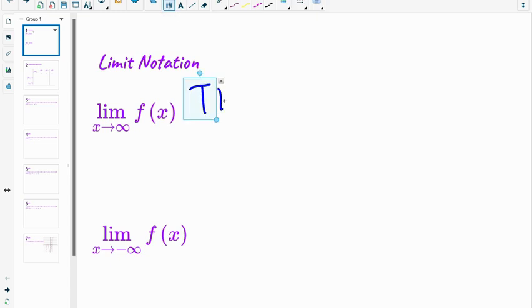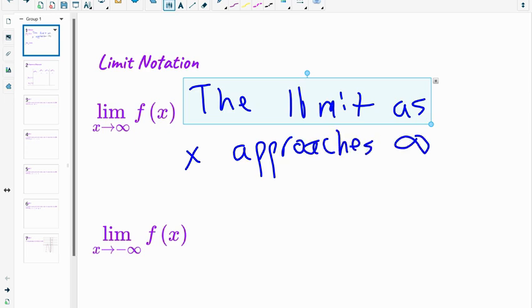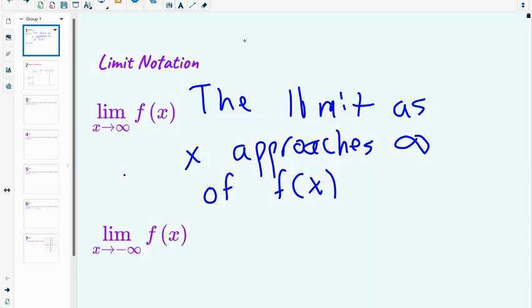The limit as x approaches infinity of f of x. So that just basically means our x values are getting higher and higher and higher.